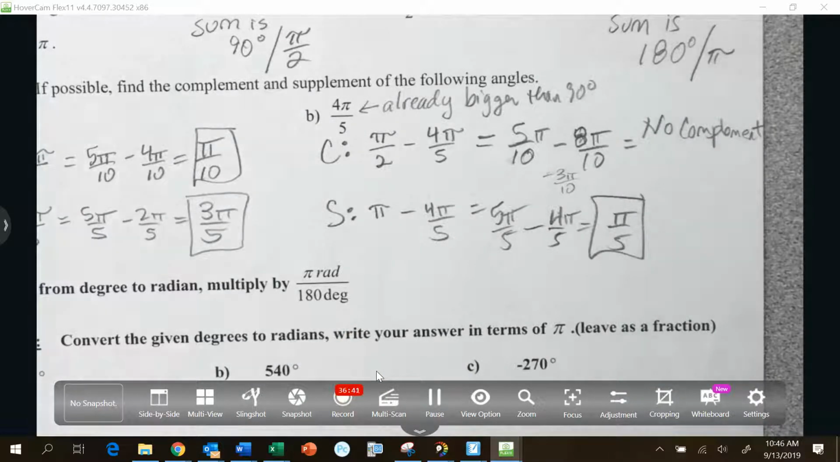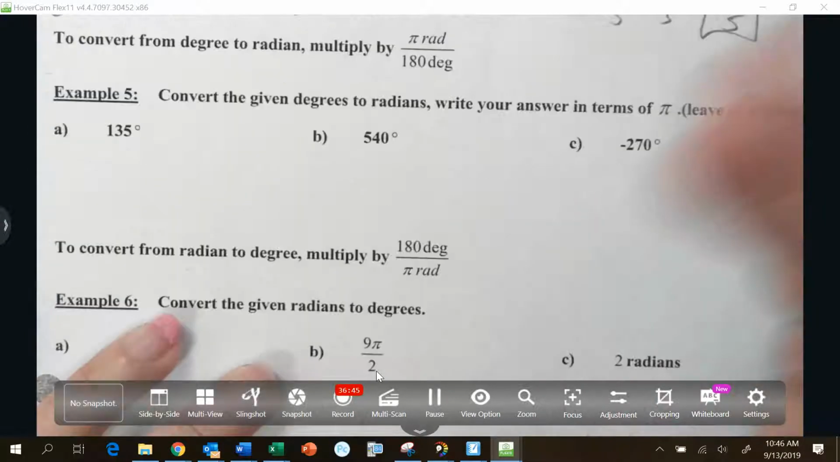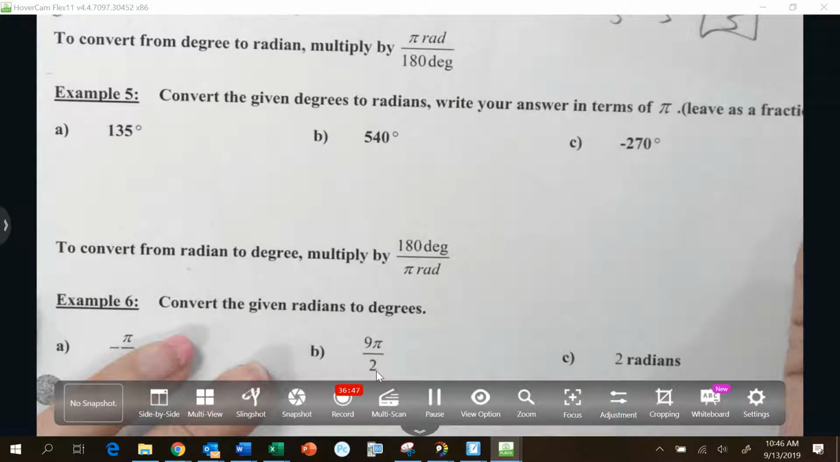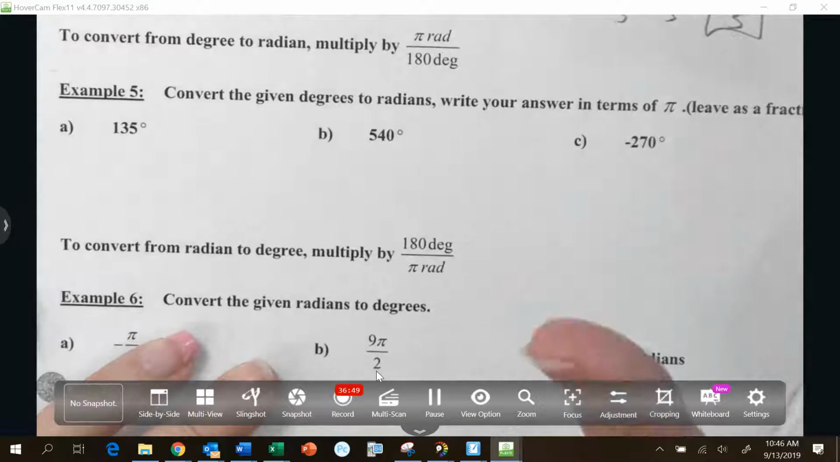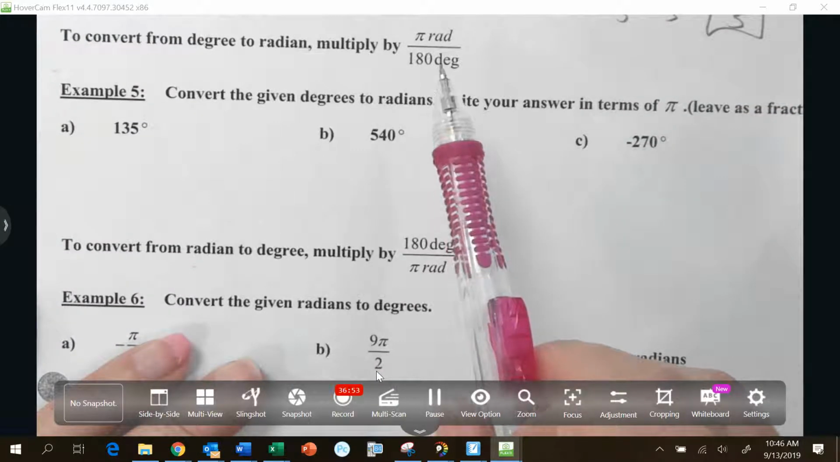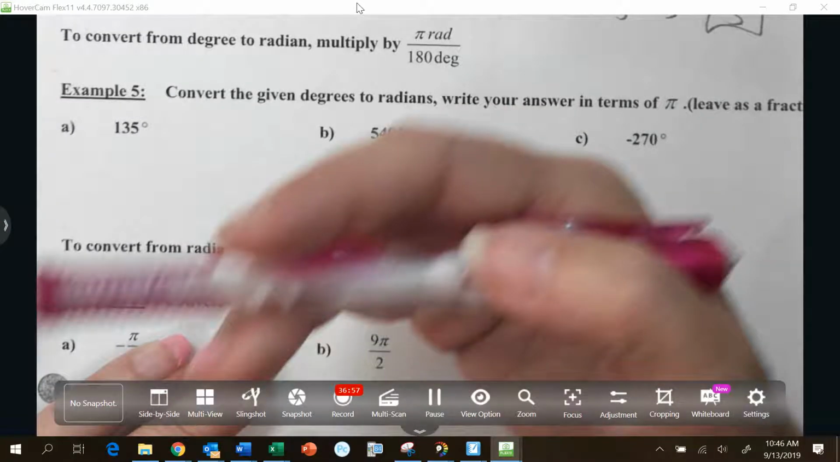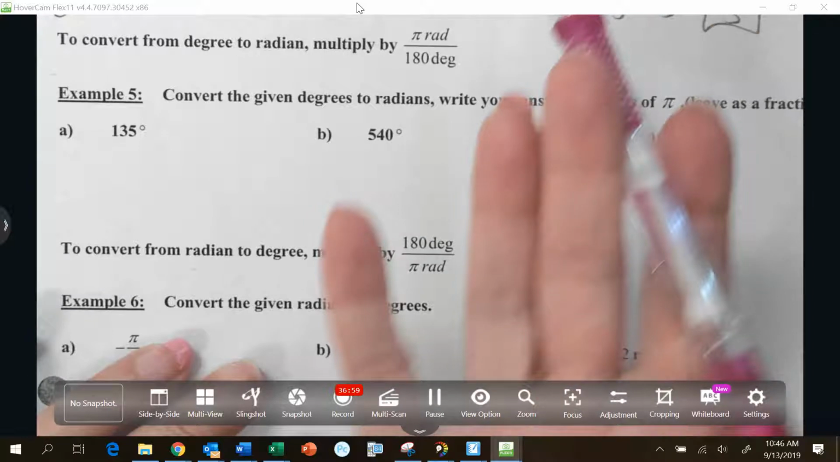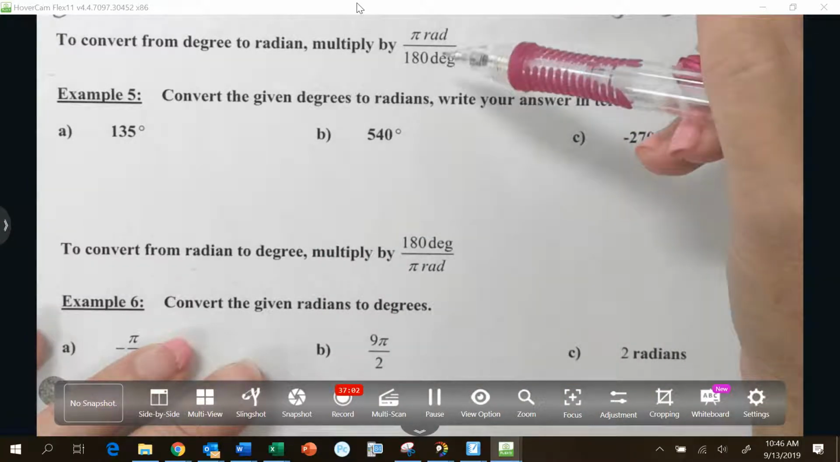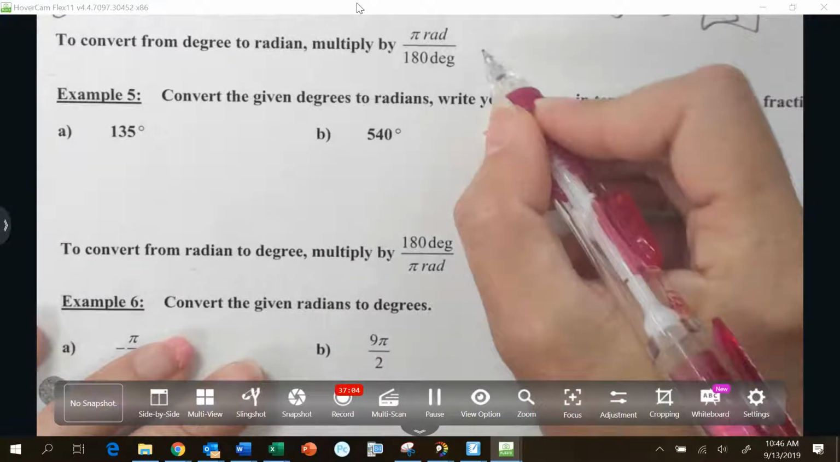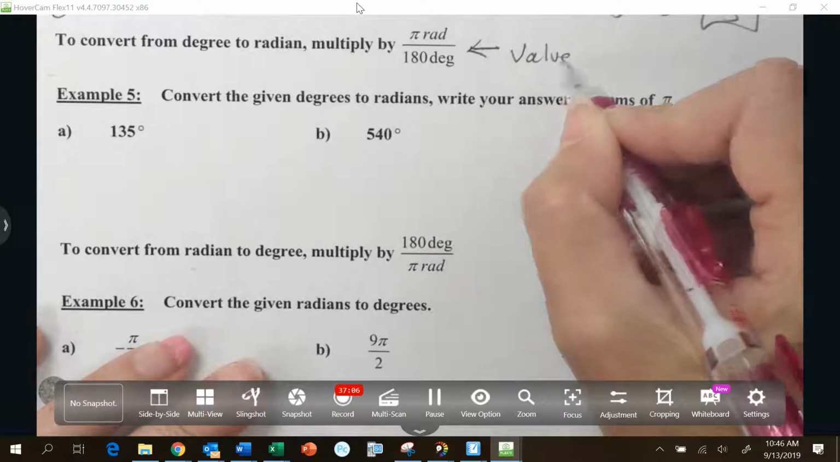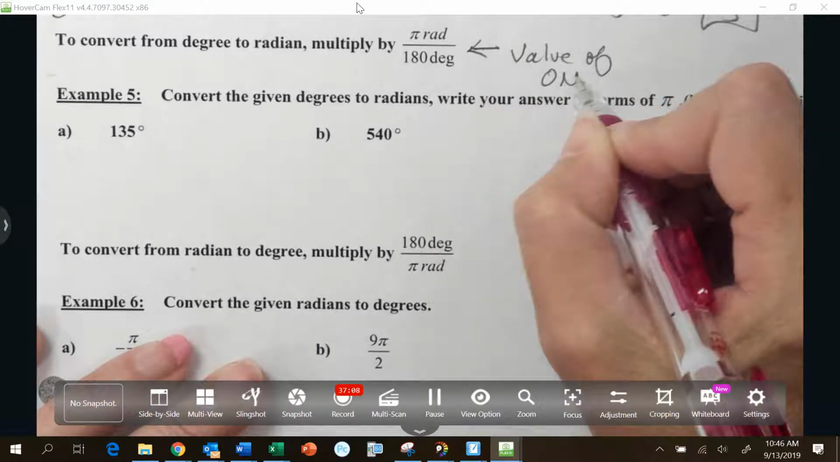And then the very last thing is to convert. If you are interested in converting, which we are not going to do a ton of in here, but we will do it on occasion. To convert degree to radian, we're actually going to do a lot of converting in general in here, but just right now we're doing degrees. Anytime you convert stuff, you have to multiply by a value of 1. This is a value of 1.